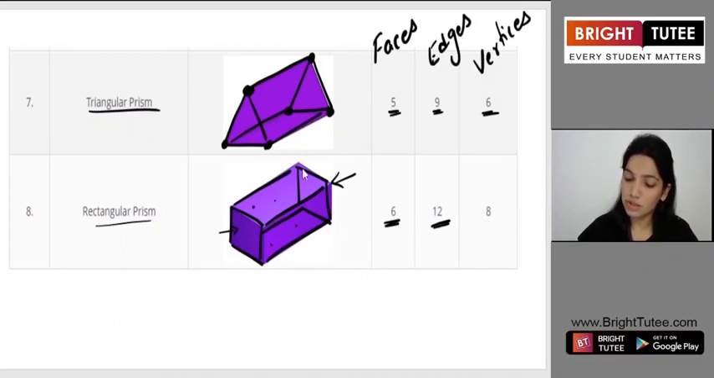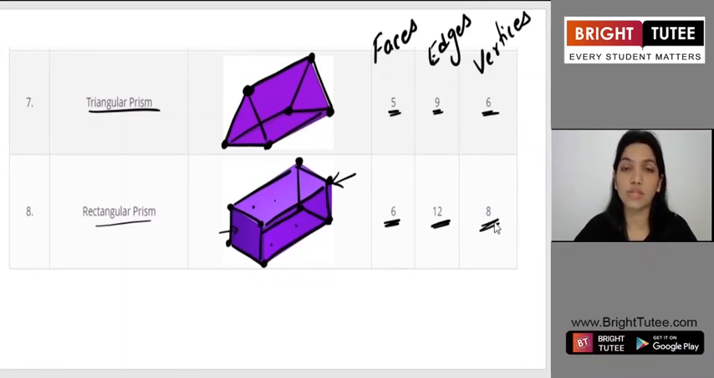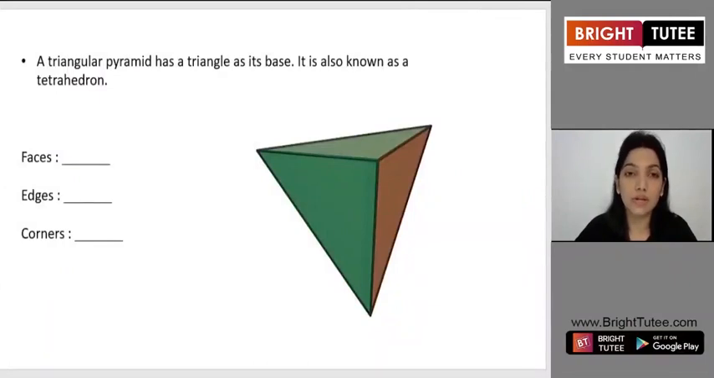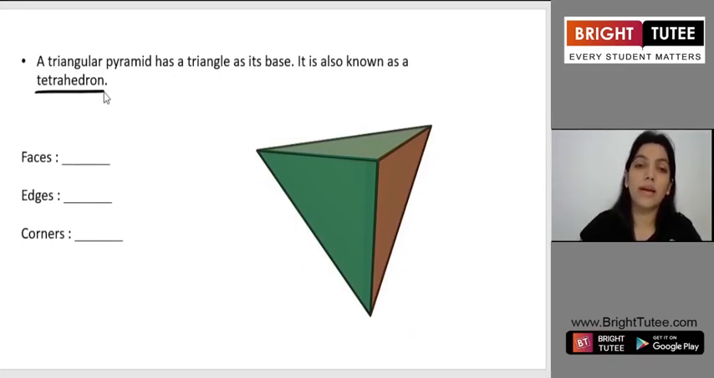Now coming to the vertices. So count all these corners. So 4 from each of these rectangular faces. So a total of 8 vertices are seen in a rectangular prism. I hope now you're clear how we are going to calculate the faces, edges and vertices of a given shape. Now let's look at this image and let's try to find them on our own. Okay, so a triangular pyramid has a triangle as its base. It is also known as a tetrahedron. So here comes the word tetrahedron. This is the name which is given to a triangular pyramid.